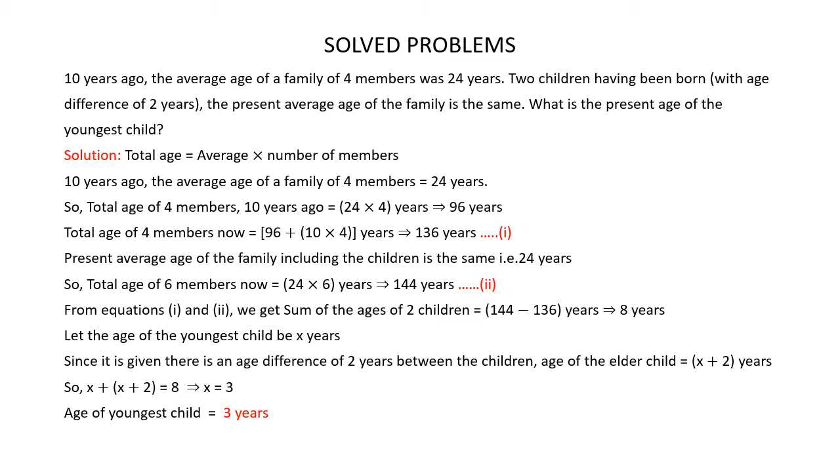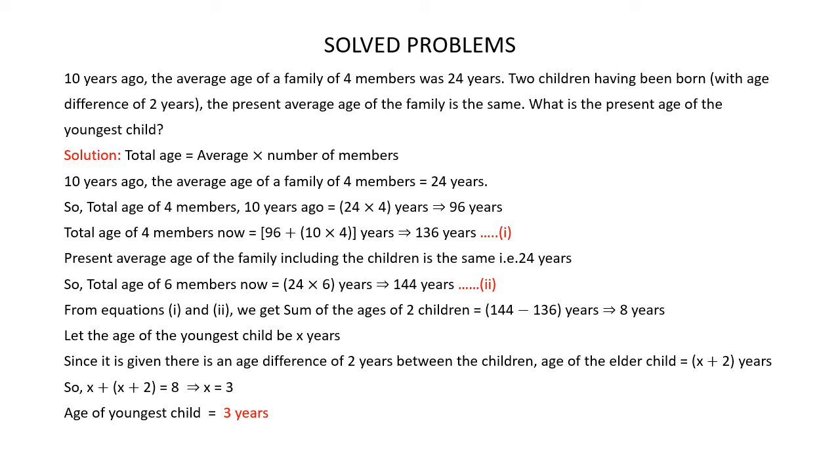Now equation 1 gives the total age of 4 members at present, and equation 2 gives the total age of 6 members at present. So from equations 1 and 2, we can get the sum of the ages of the two children. So 144 minus 136 is 8 years. So the sum of the ages of the two children is 8 years.